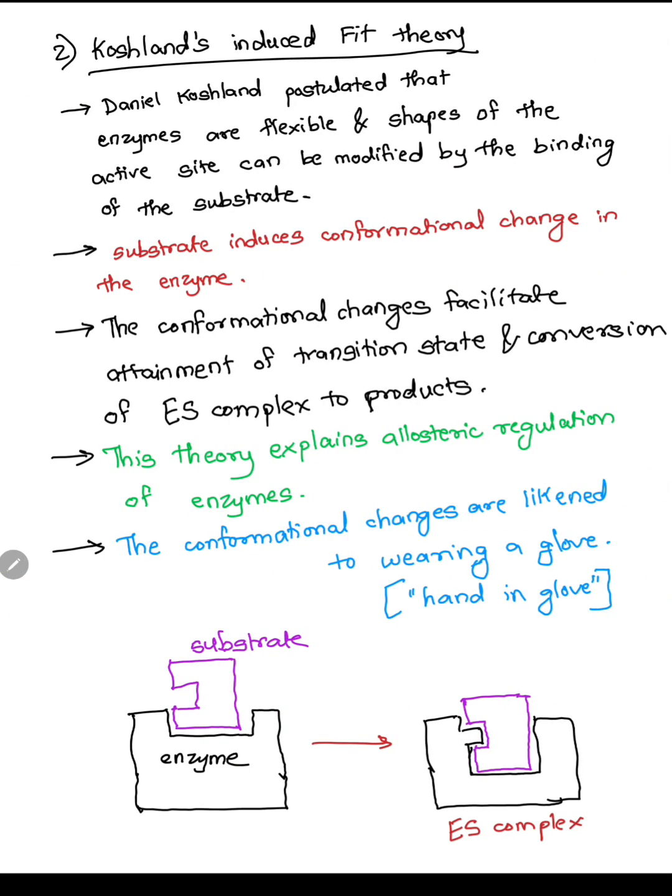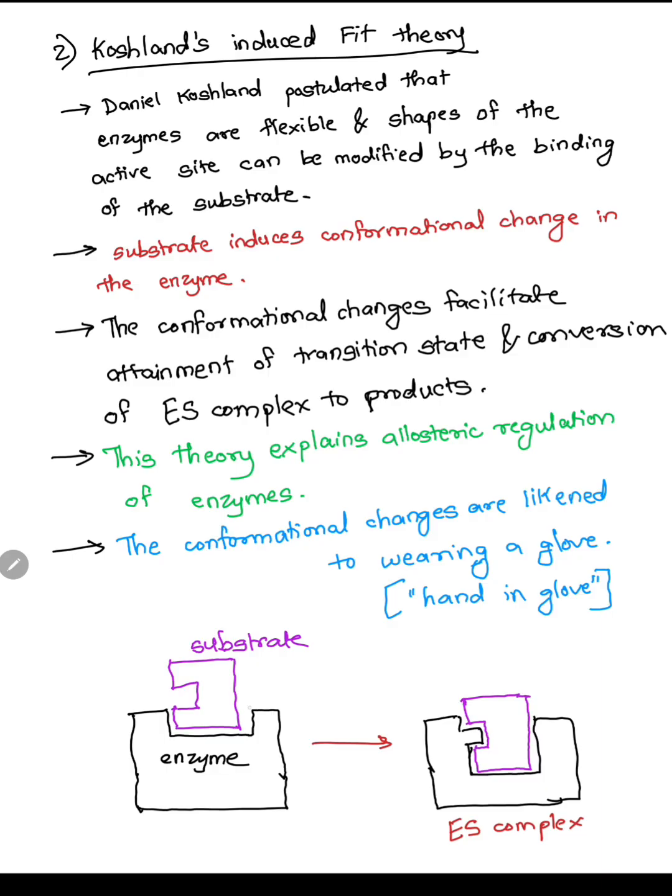Koshland's induced fit theory or hand-in-glove theory was proposed by Daniel Koshland. He postulated that enzymes are flexible and shapes of the active site can be modified by binding of the substrate. Substrate induces conformational change in the enzyme. Conformational change facilitates attainment of transition state and conversion of enzyme substrate complex to products. This theory explains allosteric regulation of enzymes. So this can be likened to hand in glove.